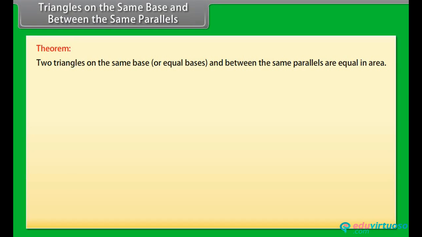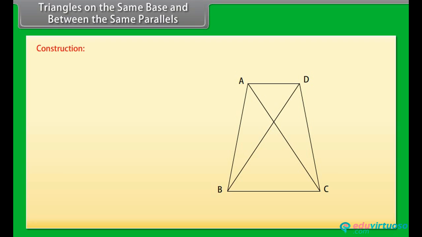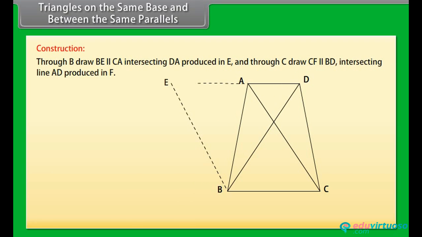Theorem. Two triangles on the same base or equal bases and between the same parallels are equal in area. Given two triangles ABC and DBC on the same base BC and between the same parallel lines BC and AD. To prove, area of triangle ABC is equal to area of triangle DBC. Construction. Through B, draw BE parallel to CA intersecting DA produced in E, and through C, draw CF parallel to BD intersecting line AD produced in F.